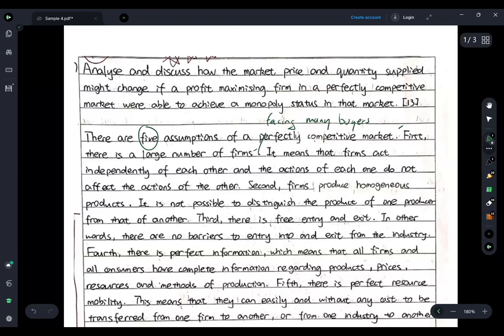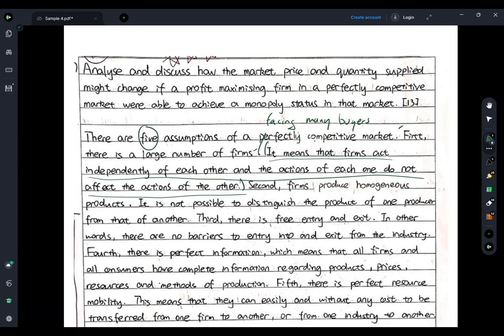It means that firms act independently of each other, and the actions of each firm do not affect the actions of another. Very good. There is no strategic interdependence between those businesses, so that's why we don't talk about game theory. That's also why they are price takers. Absolutely. It's just maybe too detailed. I'm afraid that if you give this amount of detail, you might not have time to write other things. So it's absolutely true, but I would keep it more simple. I would just say many firms facing many buyers, and then move on.